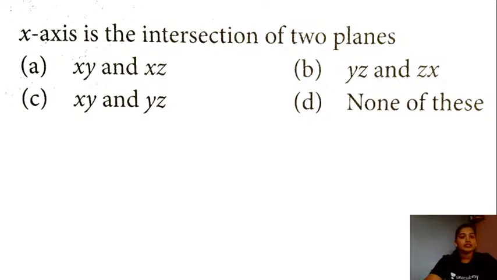The x-axis is the intersection of the two planes. You're given the options: option A, xy and xz. Option B, yz and zx. Option C, xy and yz. And option D, none of these. So what do you think is the right answer for this question? The x-axis will be the intersection between which of the two following planes?